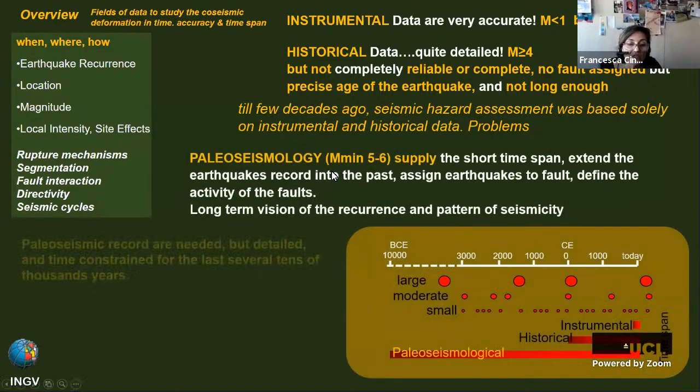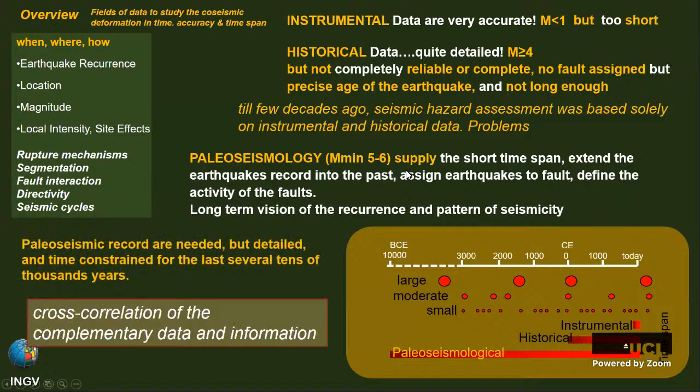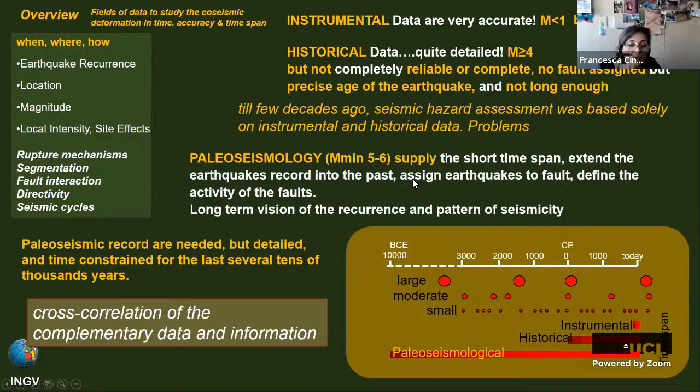So palaeoseismology, which has a minimum magnitude threshold of 5 to 6, supplies the short time span and extends the earthquake record into the past, and also assigns earthquakes to faults and defines the activity of the faults. So it helps to have a long-term vision of the recurrence and pattern of seismicity, indeed depicting multiple seismic cycles. But still, the palaeoseismic records need to be detailed and time constrained.